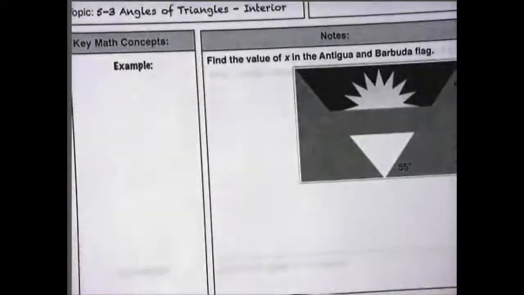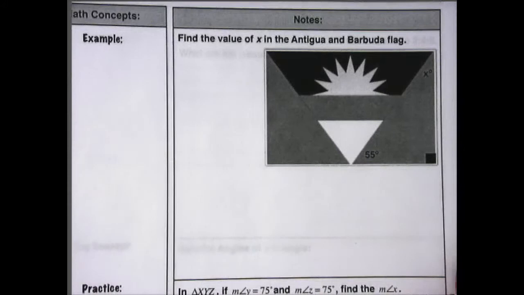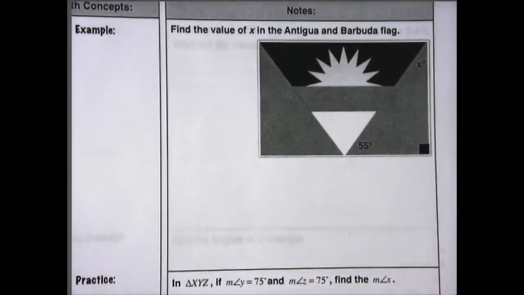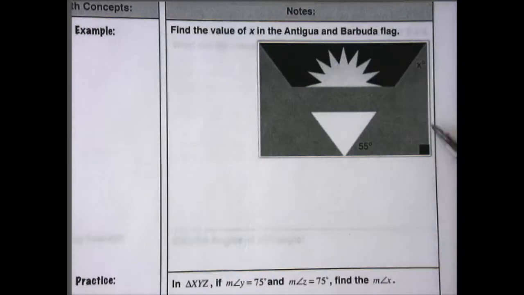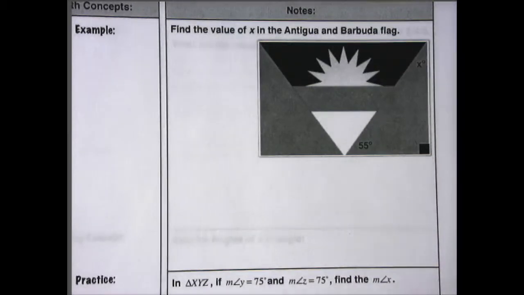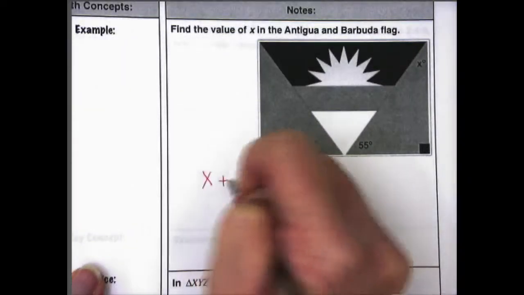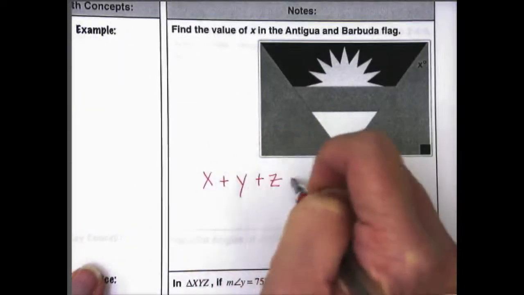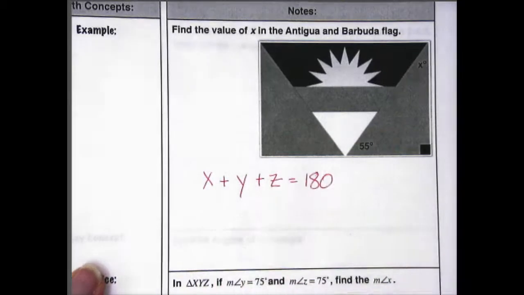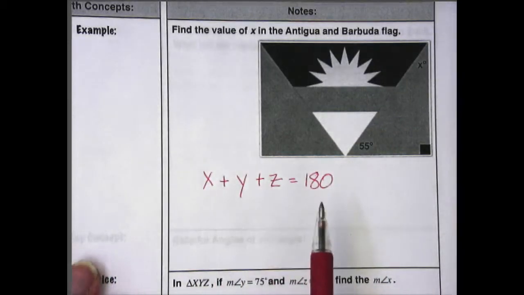On the next page, we have a picture of a flag, and it says find the value of X in this flag. So if we take a look over to the right, it looks like we're talking about the triangle on this side of the picture. So there are some things we know and some things we don't. First of all, we know that the sum of the interior angles, 1, 2, 3, are going to equal 180. So let's go ahead and write X plus Y plus Z equals 180. And then let's think it through a little bit.